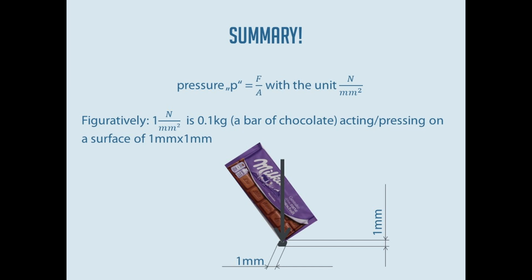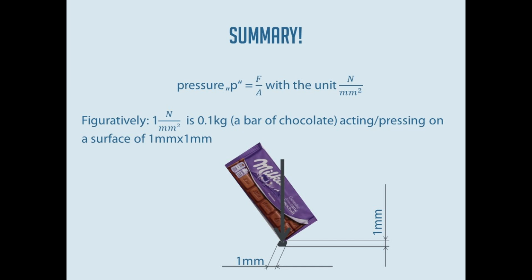Well, now we know the two units, Newton and square millimeter. Let's summarize the most important again. The pressure P is force divided by surface with the units Newton per square millimeter. That's the important thing for now. How can you imagine the whole thing? Figuratively, 1 Newton per square millimeter would be the pressure that a bar of chocolate weighing 100 gram or 0.1 kilogram would exert on a surface of 1 millimeter by 1 millimeter, as shown here.